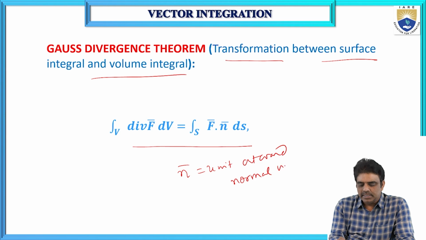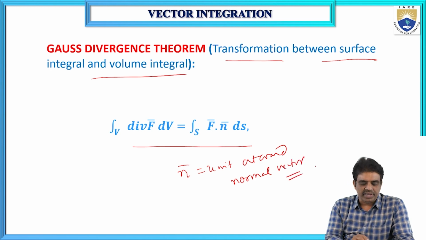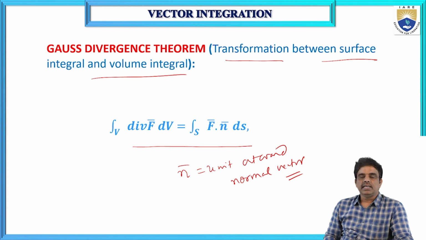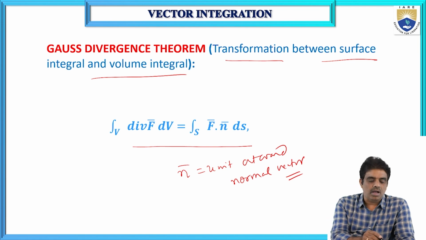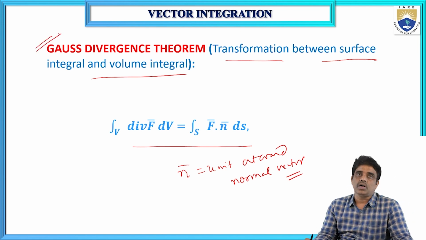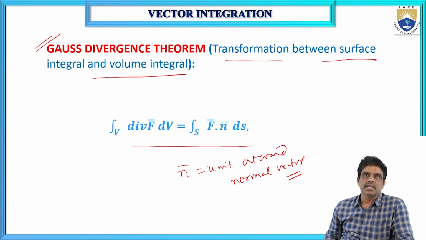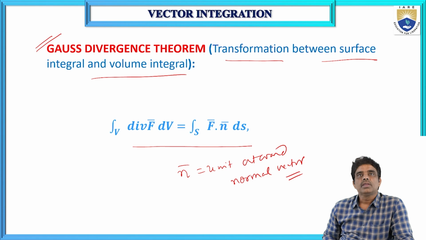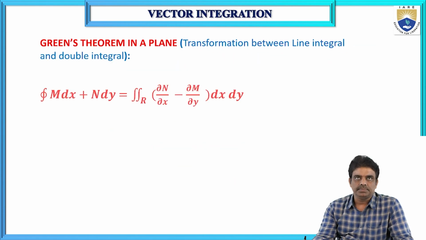So keep in mind this relation: integral of div f bar dv over V is equal to integral over S of f bar dot n bar into ds, where n bar is the unit outward normal vector. This is the Gauss divergence theorem. So Gauss divergence theorem gives the transformation between surface integral and volume integral. The next theorem is Green's theorem in a plane.